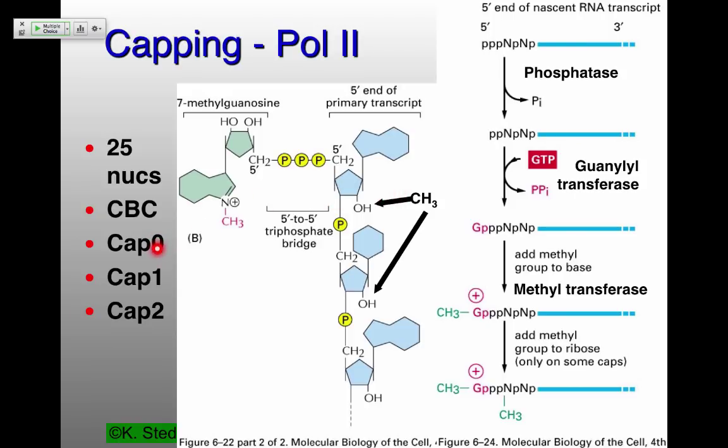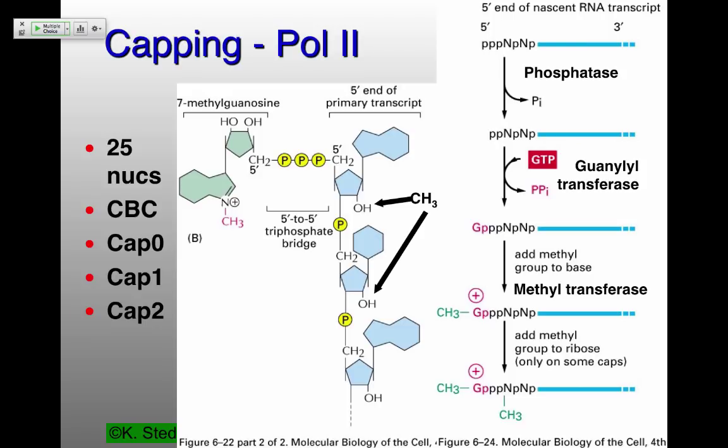These are the cap 0, cap 1, and cap 2. All this means is cap 0 means you have no extra methyl groups. Cap 1 is 1 extra methyl group. Cap 2 is 2 extra methyl groups. It's mostly, again, seems to be important for stabilizing the 5' end and potentially also helping with translation.